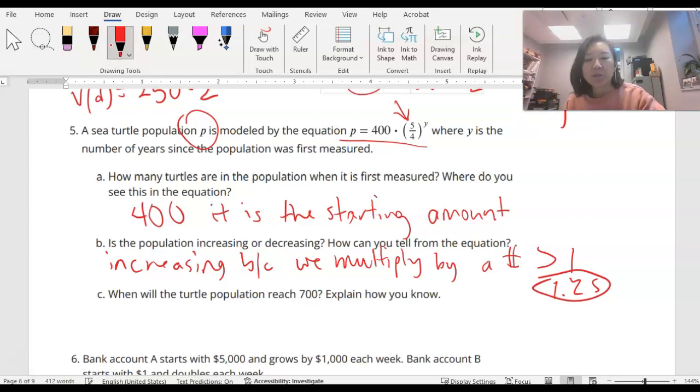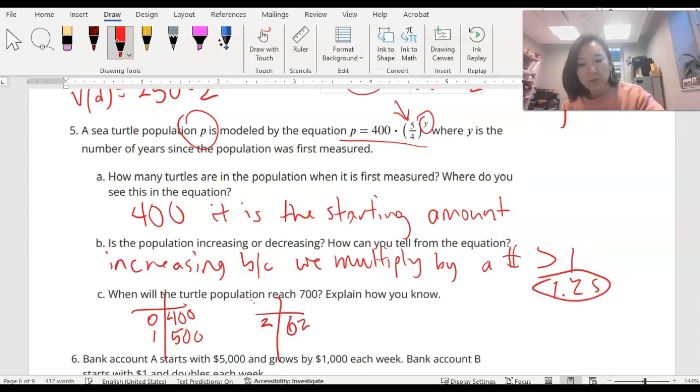It says, when will the turtle population reach 700? Explain how you know. Well, let's go ahead and make our table, right? So if we have our initial population of 400, oops, I did that backwards. It's here. The 0, it is 400. After 1 year, it would be 400 times 1.25. So 400 times 1.25 gives us 500. After the second year now, we're plugging in 2 for Y. So that is 1.25 squared, which is 1.5625, times 400 gives us 625.